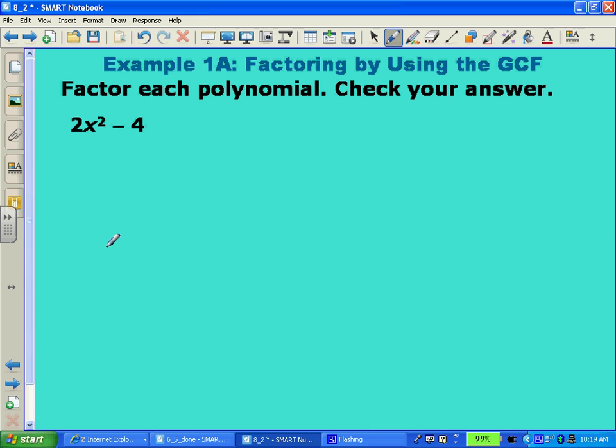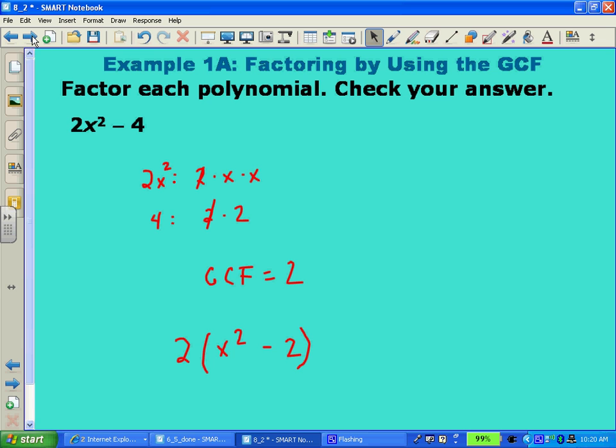Let's look at another one here. So we have 2x squared, which is going to be 2 times x times x, and then I have 4, which is going to be 2 times 2. So it looks like the GCF here is just going to be 2. So 2 goes out front. When I take 2 away from 2x squared, I just have x squared. And when I take a 2 out of 4, I have 2. So that would be the factored form of that polynomial.